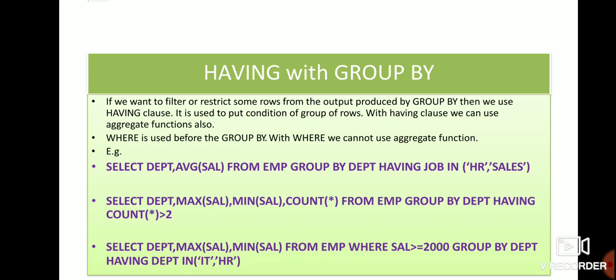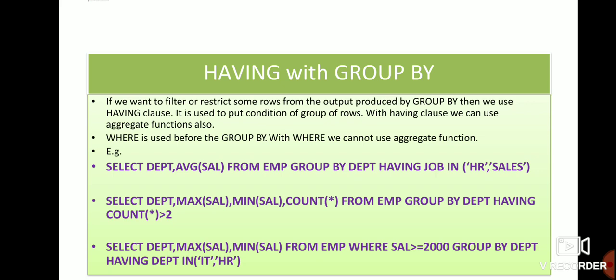Next is having with group by. What do you mean by having with group by? If we want to filter or restrict some rows from the output produced by group by, then we use the having clause. It is used to put conditions on groups of rows. We can use aggregate functions also in the having clause. Where is used before the group by, and with where we cannot use aggregate functions, but with having we can use aggregate functions.